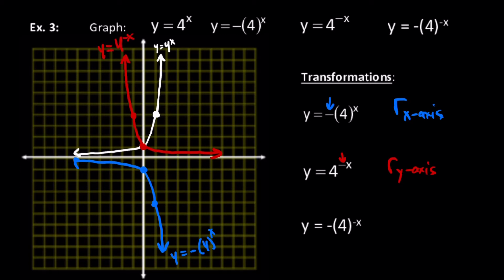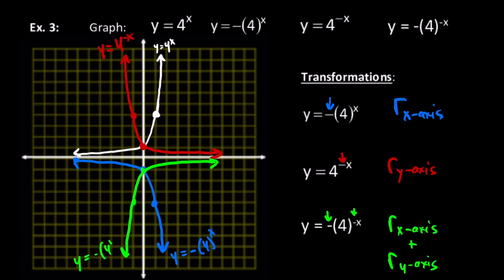And our last one, we'll check that out, it does both. So that's a reflection in the x-axis and a reflection in the y-axis. So basically what we can do is take the blue one and reflect it in the y, take the red one and reflect it in the x, but it's going to look like this. What's nice about an exponential graph, I'm sure you guys don't think it's nice, but every reflection looks different. Like with a parabola, really only one reflection looks different. So that would be y equals negative 4 to the negative x.